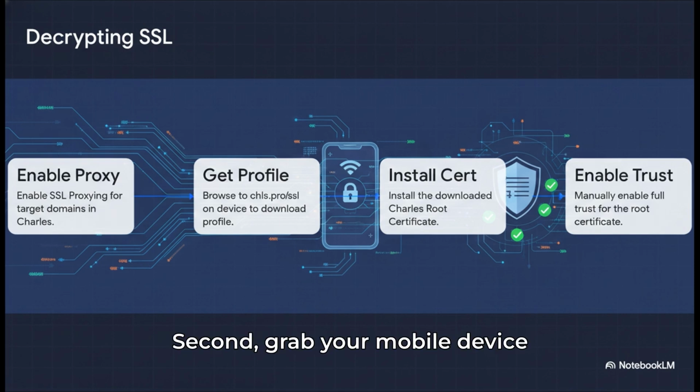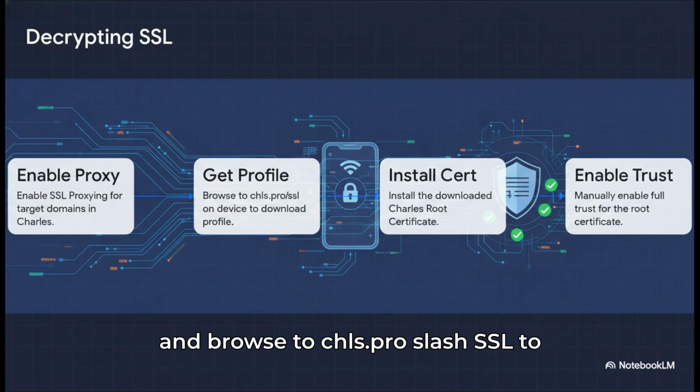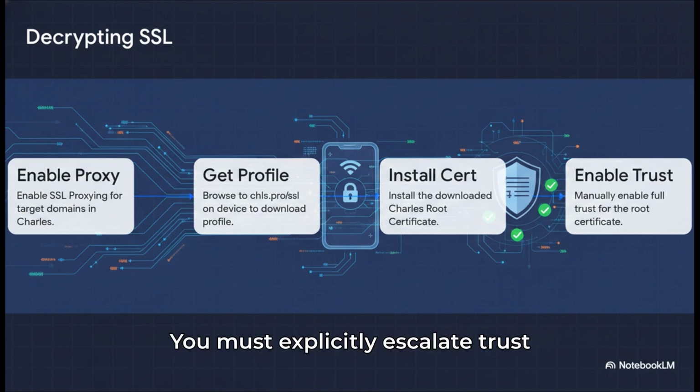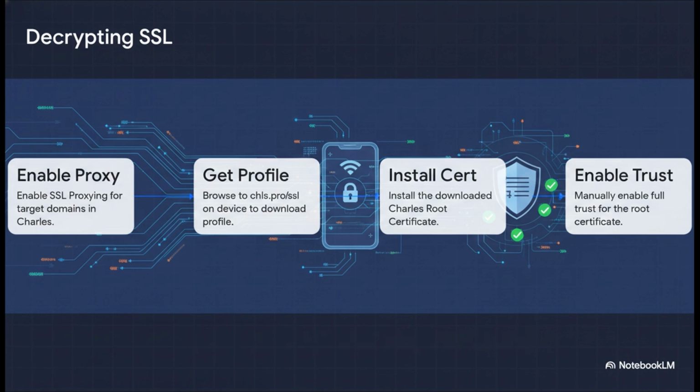Second, grab your mobile device and browse to chls.pro/SSL to download the profile. Third, install that root certificate. And step 4, please do not skip this. You must explicitly escalate trust for that certificate in your device's security settings. If you miss this step, your proxying will fail entirely.